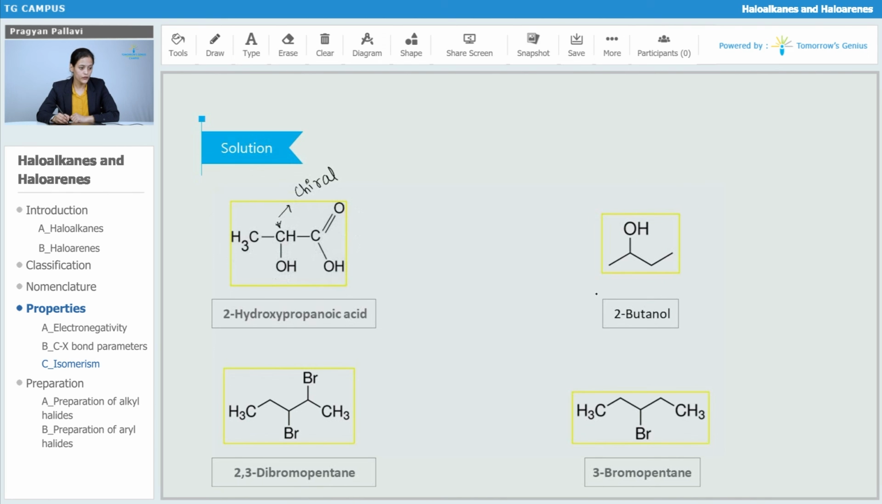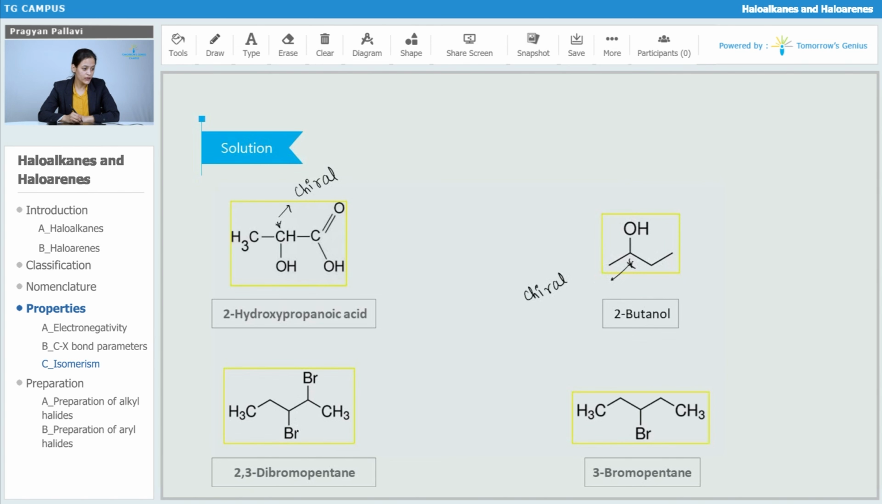Then look at option B. Here it is 2-butanol. If we look at the structure of this 2-butanol, this carbon is again a chiral carbon because the substituents at this carbon are different. We have this methyl, ethyl, hydroxyl, and one hydrogen. So this carbon is also a chiral carbon. So again this is not our option.